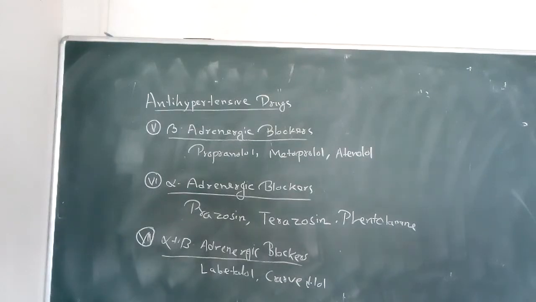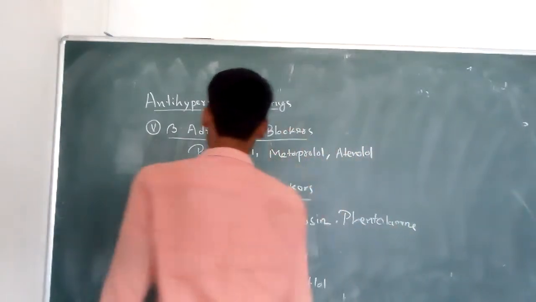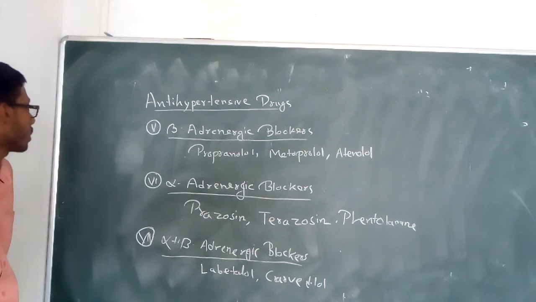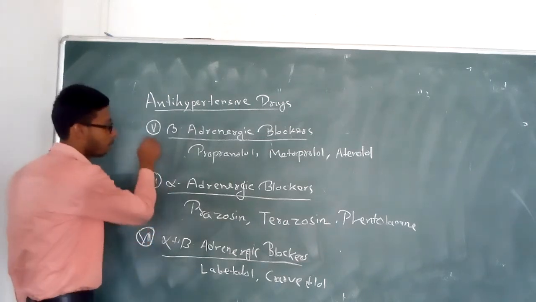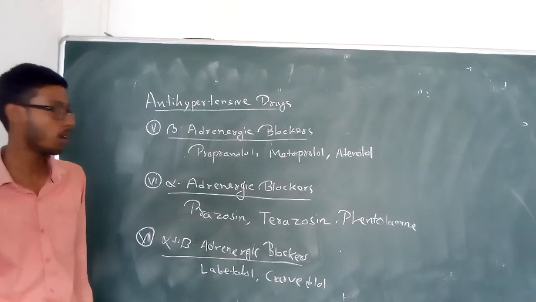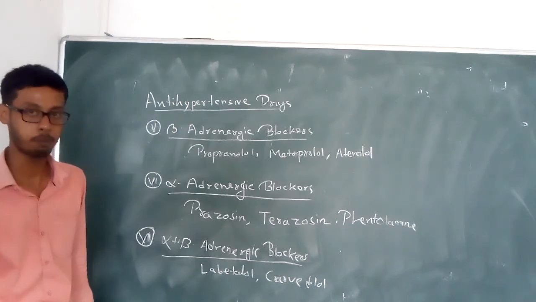So students, in yesterday's class I discussed the first category of the antihypertensive drugs, and now I am going to discuss the remaining part of the antihypertensive drugs. So the first one is the beta adrenergic blocker. Beta adrenergic blockers are also used in the treatment of hypertension.